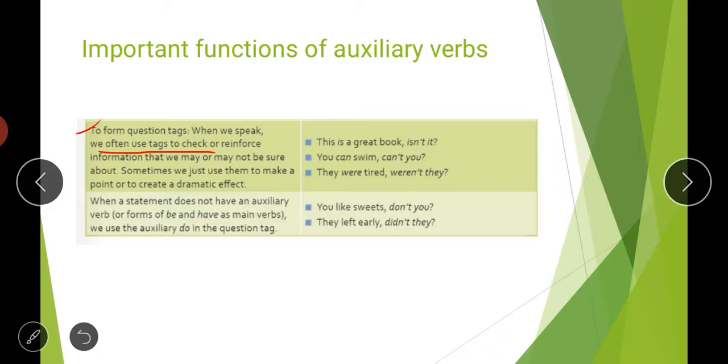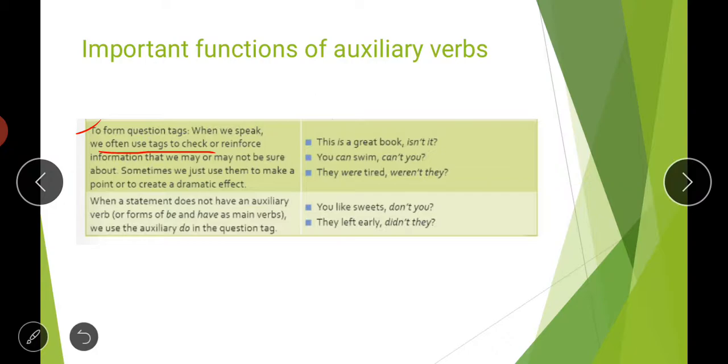So, "Isn't it nice weather today?" Like this, "isn't" means we are taking confirmation from the other person. At that time we use these tags. Auxiliary verbs are helpful for making tag questions.